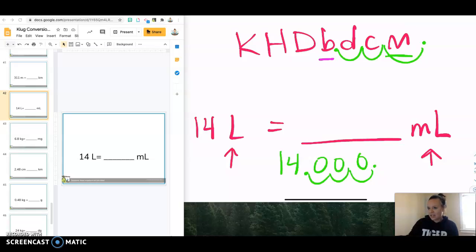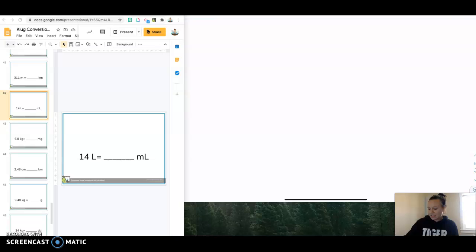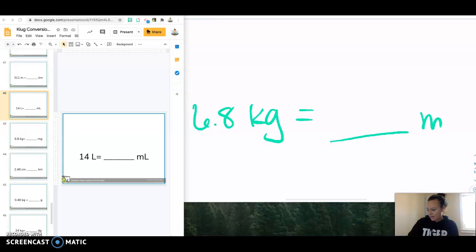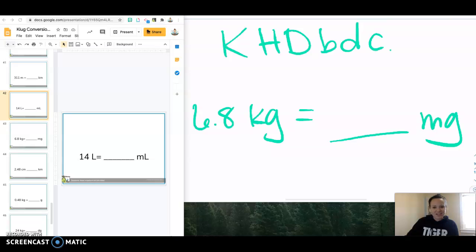Okay, let's do another one. I'm going to change to a different color. 6.8 kilograms is equal to how many milligrams? I'm going to write King Henry died by drinking chocolate milk: kilo, hecto, deca, base, deci, centi, milli. Okay, so am I dividing or multiplying? Look which direction I'm going. I have kilos and I'm going to milli.